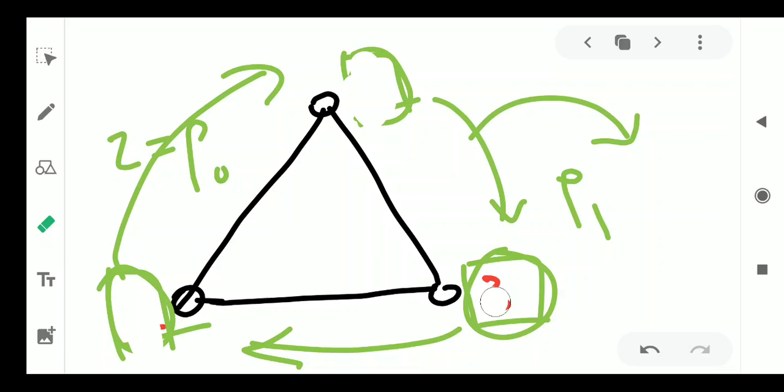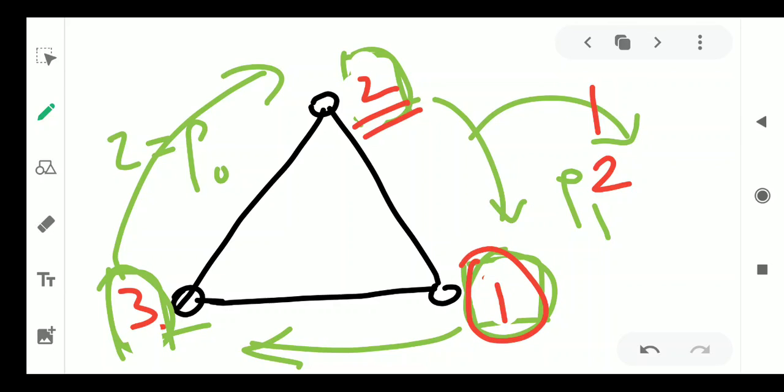Okay, this will look like this. 2 is reached here, then 1 will be reaching here, then 3 will be reaching here. So that means in place of 1 we have 2, in place of 3 we have 1, and in place of 2 we have 3. So this is 2, 3, 1.